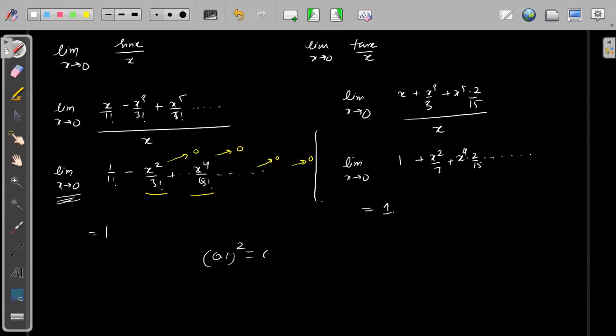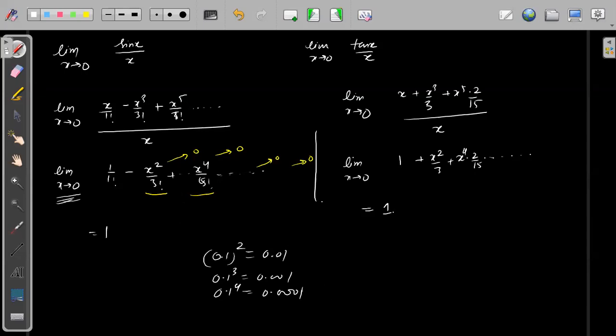0.1 whole square is 0.01. 0.1 whole cube is 0.001. 0.1 whole to the power 4 is 0.0001. Understood? Abhishek, did you understand now? Or should I explain more? Should I take to the power 5 also? Maybe that will explain. Did you understand now?